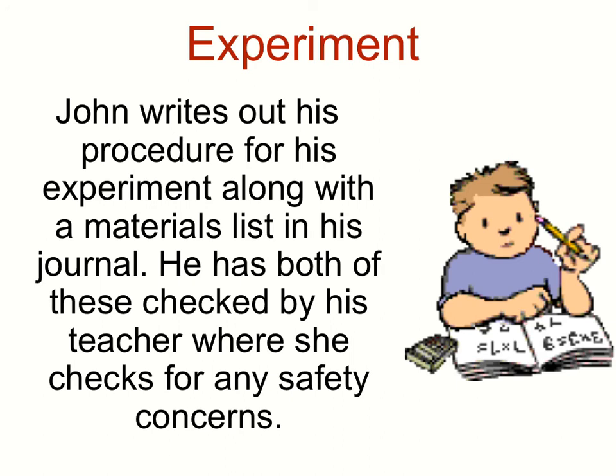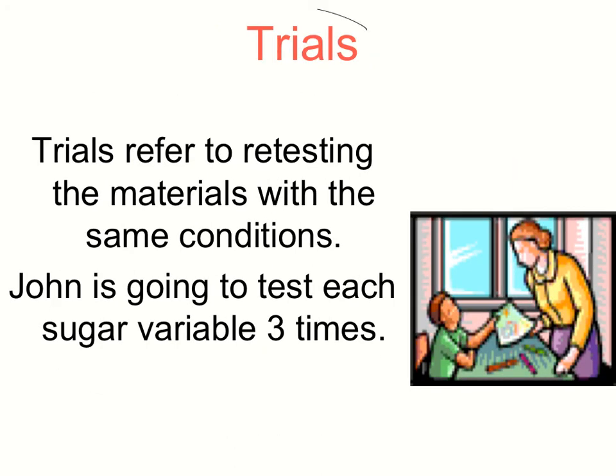All right, so he writes out his procedure, and basically it's like a recipe, step by step, of what he's going to do. That way he is less likely to make a mistake in his experiment. John decides he needs different trials.